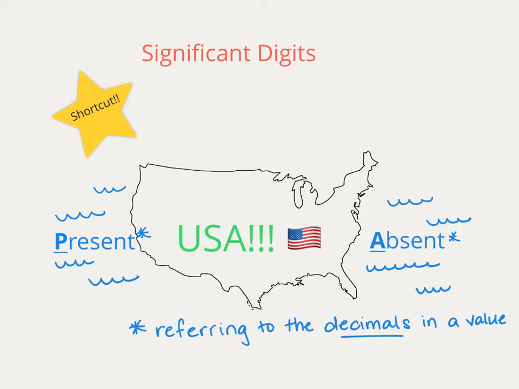If the decimal is present, we're going to move from left to right, from present to absent, or from Pacific to Atlantic, until we get to our first non-zero digit. And then we're going to continue counting from left to right, and all of those digits are going to be significant. If our decimal is absent, we're going to move from right to left, or from absent to present, Atlantic to Pacific, until we get to our first non-zero digit. And then as we continue moving from right to left, we're going to count all of those digits that come next, and they're all going to be significant.